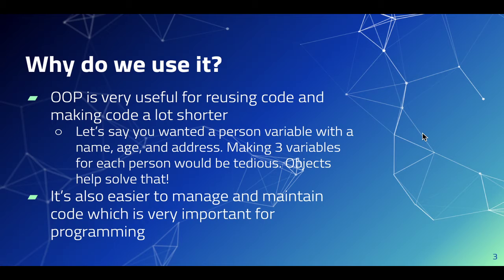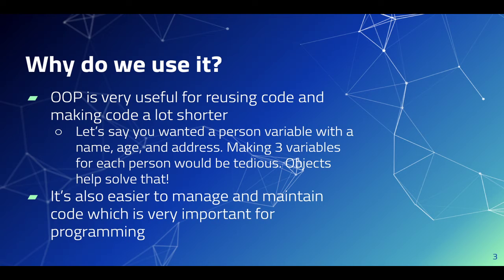All right, so why do we use object-oriented programming? Well, object-oriented programming allows code to be very concise. It allows you to reuse a lot of code. So let's say we were making some kind of code where we wanted to store information about a specific person. Let's say we wanted to keep track of three things: their name, their age, and their address.